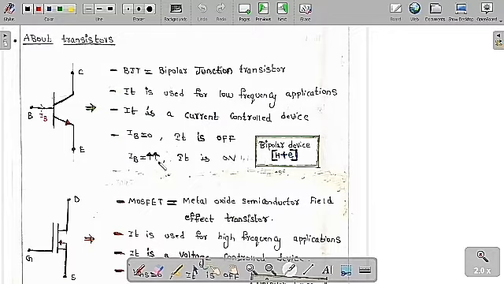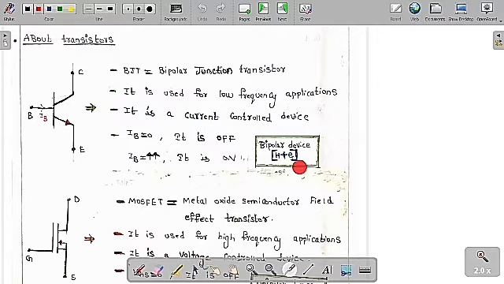Therefore you can see it is a current control device. Based on the current only, we control the on and off of the switch. Because of this nature, we call it a current control device. And it is a bipolar device, meaning the conduction is because of both the holes and the electrons.